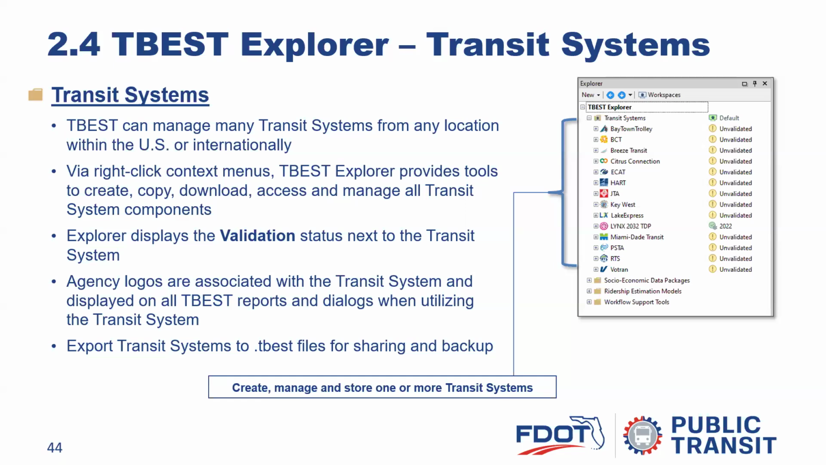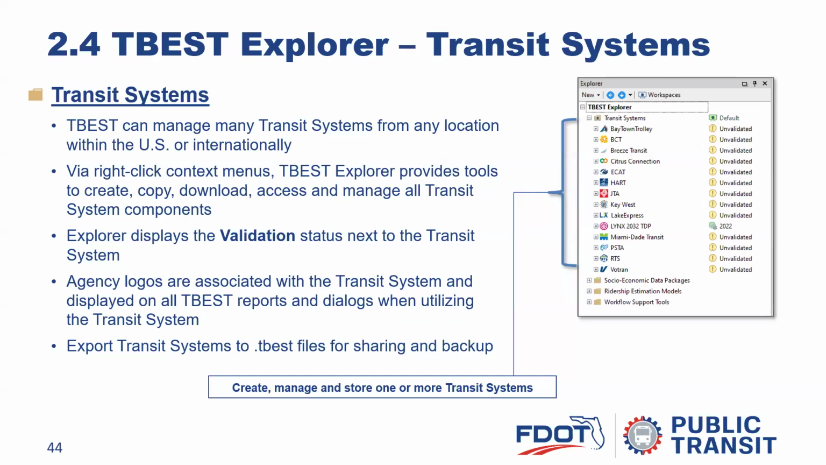You also notice that there are agency logos on each one of these, so you can set your agency logo as you wish. If you right click and go to properties on any transit system, you can set the logo for it. And basically it then shows up all throughout TBEST as a branding, so that whenever you're creating reports, your logo will be on it. If you're creating maps, your logo will be on it, so that it flows through all the TBEST analysis, and you can easily identify that you're working with the JTA system or the HART system or any other system.